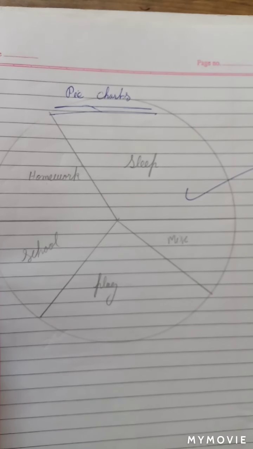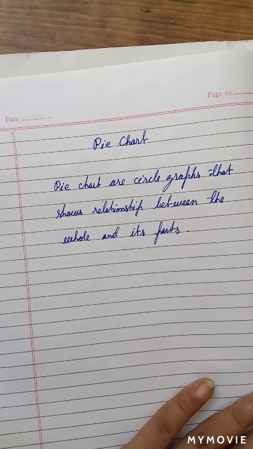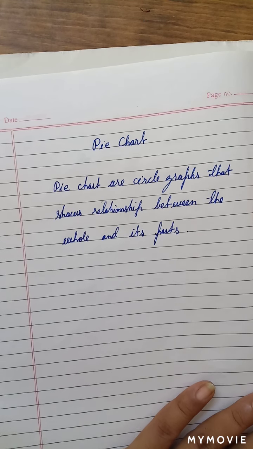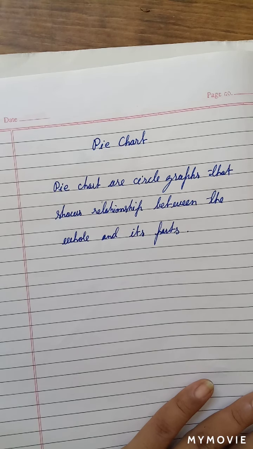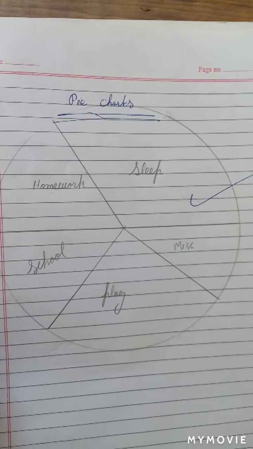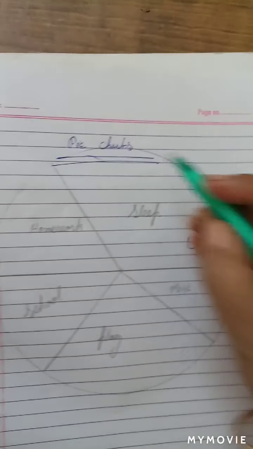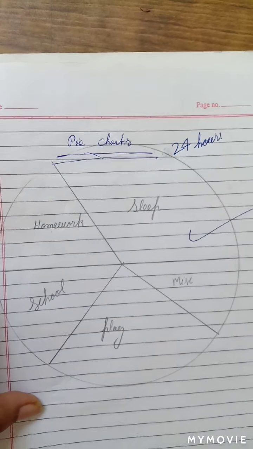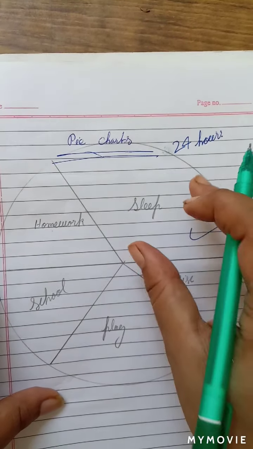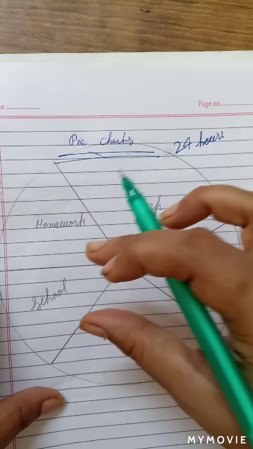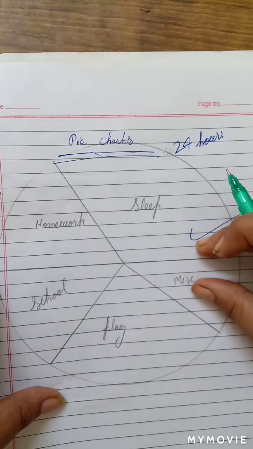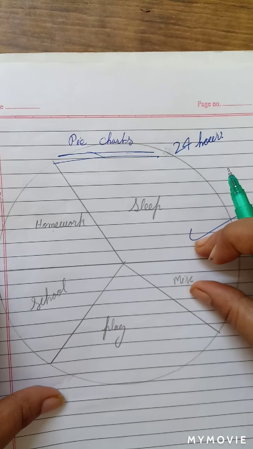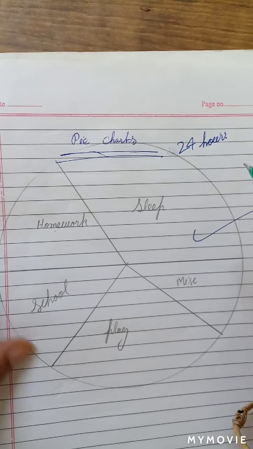Now let's understand how to make a pie chart. A pie chart is a circle graph that shows the relationship between the whole entity and its parts. Say in this example, the whole entity is the time, that is 24 hours. And he devotes some time for sleeping, some time for doing the homework, going to school and coming back, playtime, and miscellaneous activities. So these hours have been divided into various sectors.